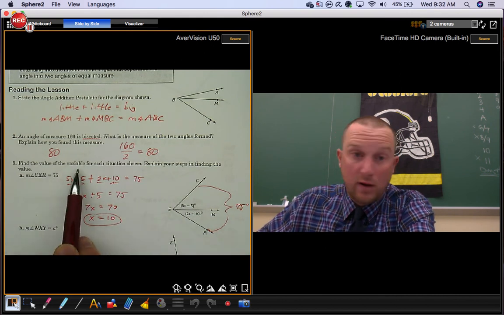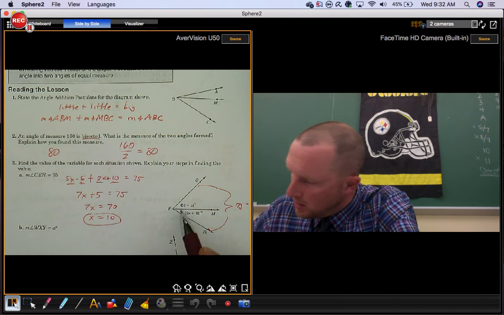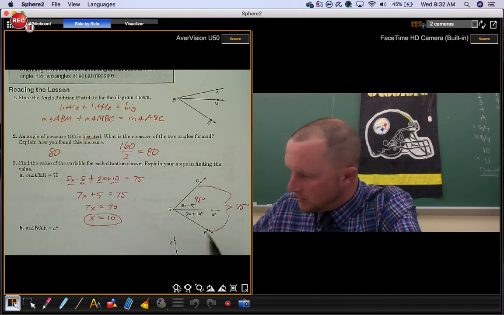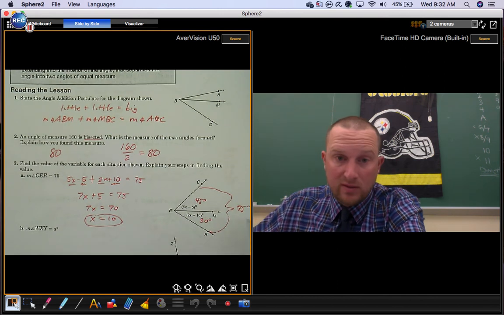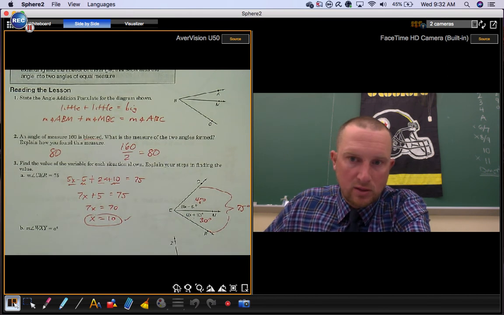Find the value of the variable. That's what they ask you to do. And you did it. How do you know you're right? Plug it back in. 5 times 10 is 50, minus 5 is 45. 2 times 10 is 20, plus 10 is 30. 45 and 30, does that make 75? Yeah. So you did that right.